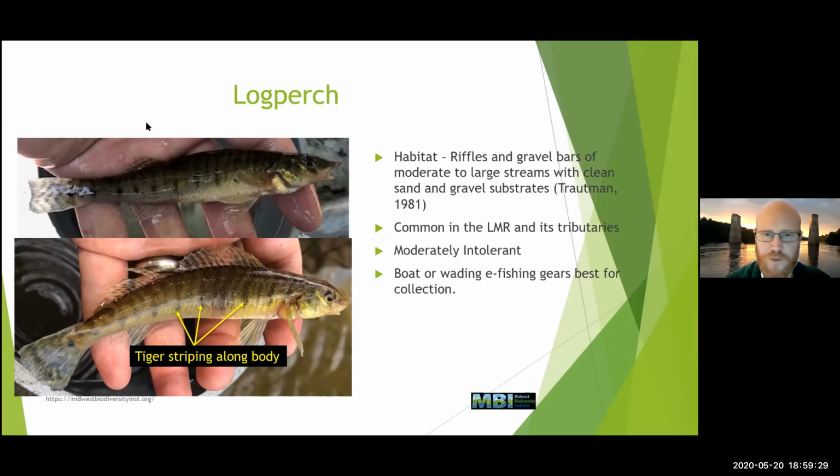They have this tiger striping along their side and really pointed snouts, which make them pretty easy to ID once you get one. And you can collect them with a seine. They're a little more difficult because they like the larger streams. If you get it, you can probably get them in pools or at the base of runs, generally.